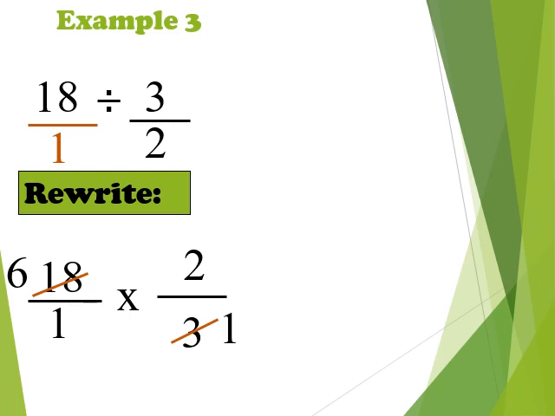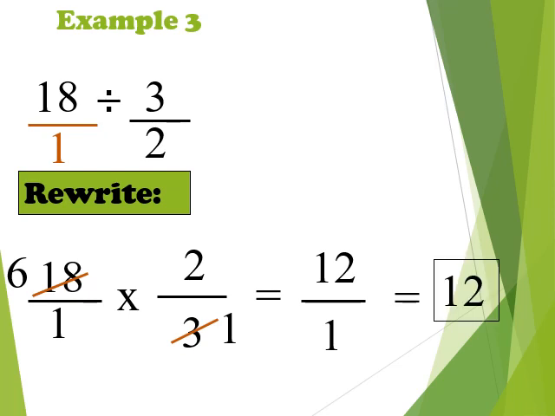Then multiply the fractions. 6 times 2 is equal to 12. 1 times 1 is equal to 1. So I have 12 dividing by 1 and the answer will be, rename this fraction as a whole number and it will be equal to 12.